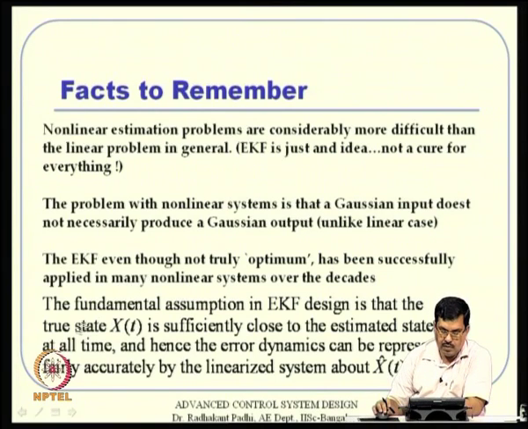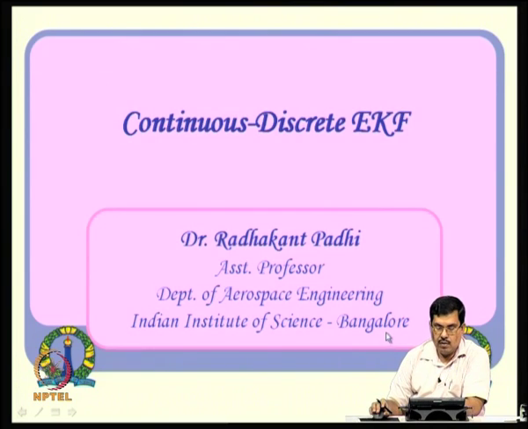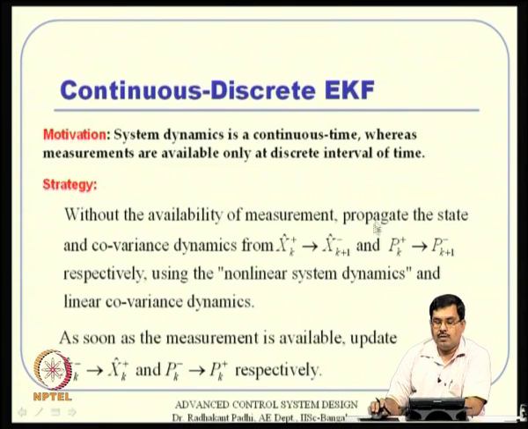Anyway, coming back, it assumes that the true state is sufficiently close to the estimated state, and hence we can linearize the nonlinear system about the estimated state, and then use the linear theory that we have just discussed. That is the idea. So, let us talk about the most popular form, the continuous-discrete EKF, which is also the most natural form. The system dynamics is continuous, but the measurement is discrete again. So, what do you do here?